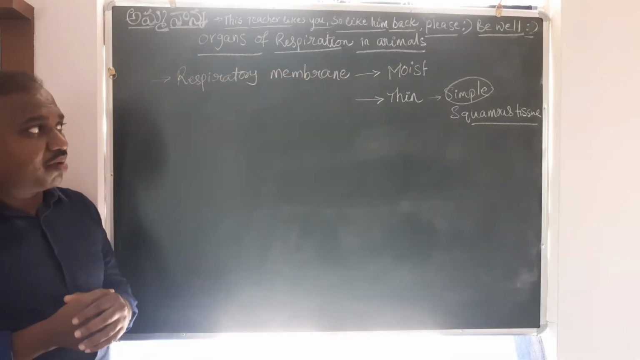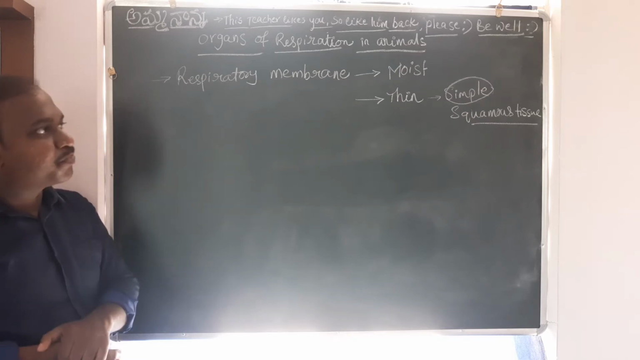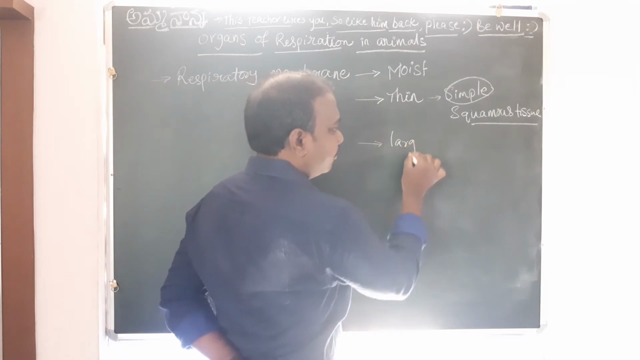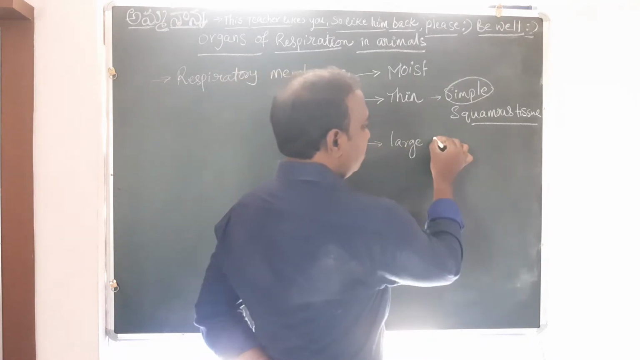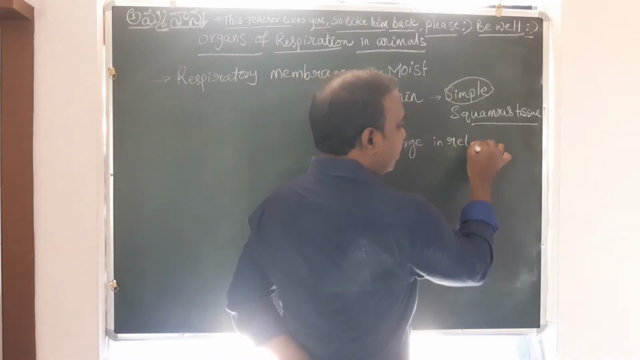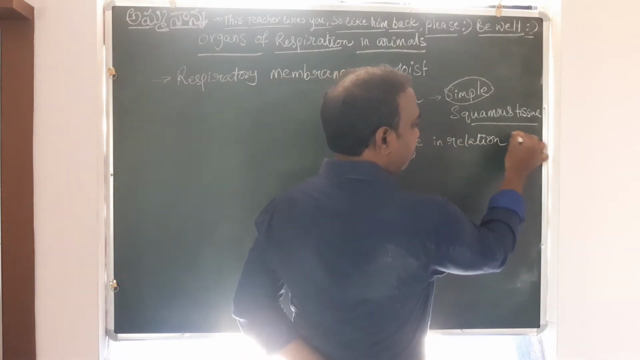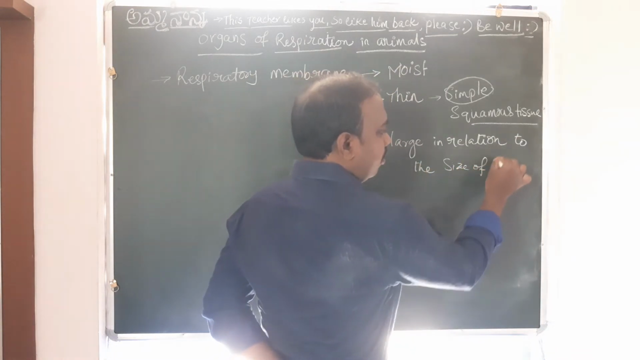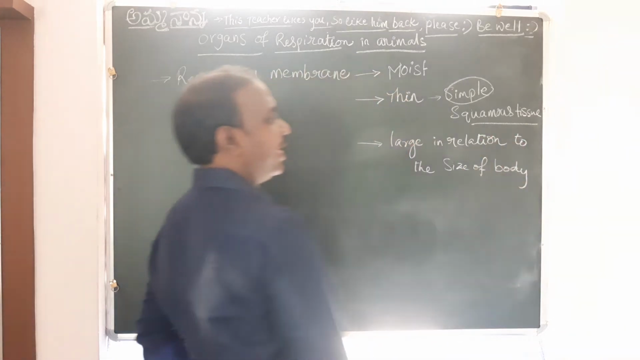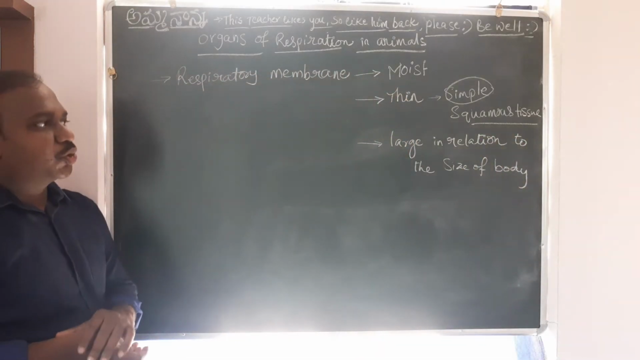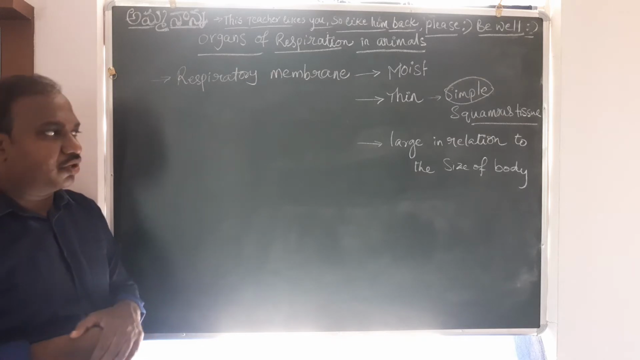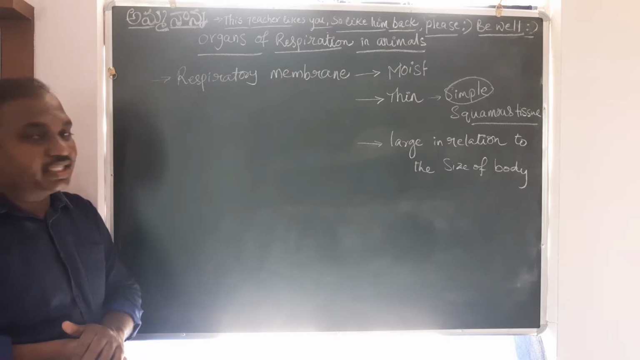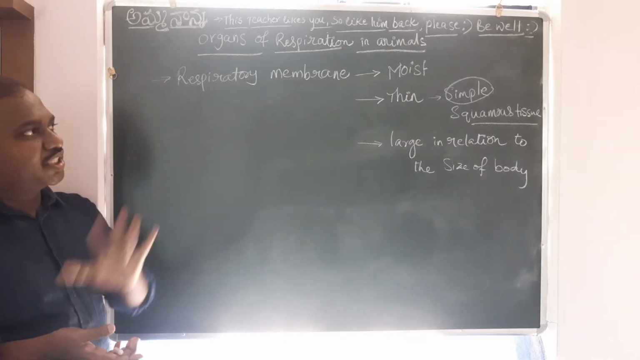That's why it is referred to as simple squamous tissue. Obviously, that is very thin, and then it should be large in relation to the size of the body of any particular animal. We can take any animal. So the surface area should be large enough to be able to exchange the respiratory gases. So those three characters should be there.